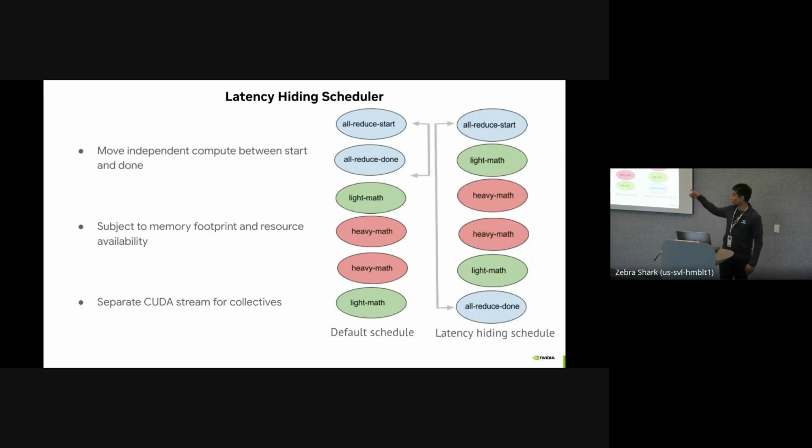So this is a high-level flow chart of what the latency hiding scheduler does. On the left of the chart, we have the default schedule, which originally already uses start and done ops and then some math kernels. After the latency hiding scheduler, you would move some of the math kernels between the start and done ops for overlapping. Of course, when you run operations in parallel, it has to incur a little bit of extra memory footprint. And based on resource availability on the GPU, there will also be a limiting factor for how many collectives we can run in parallel.